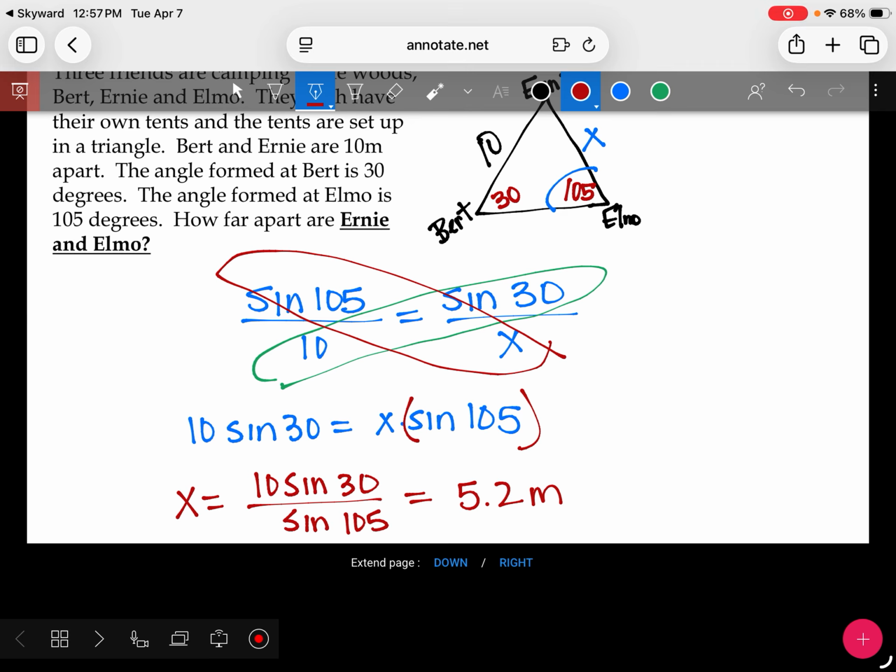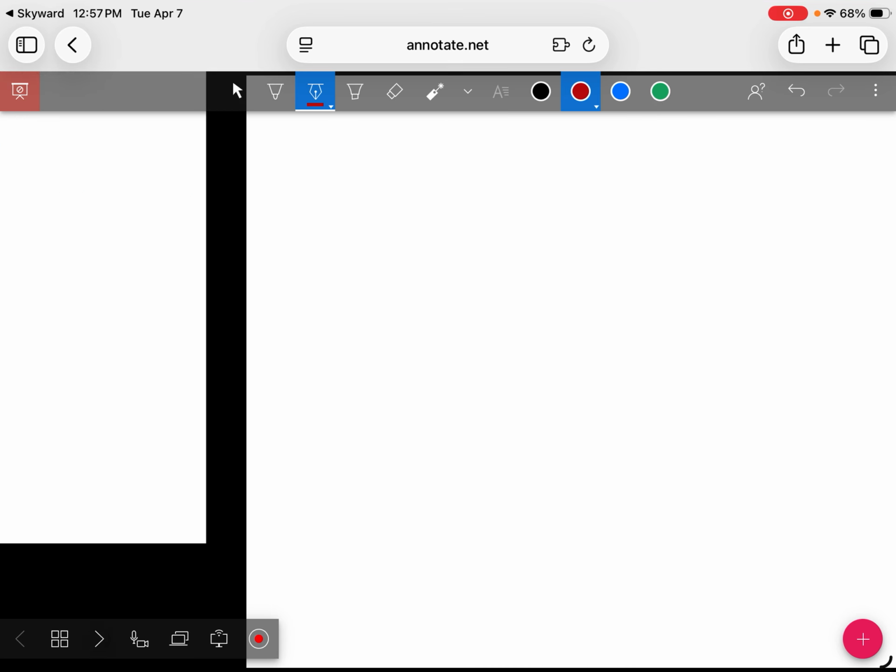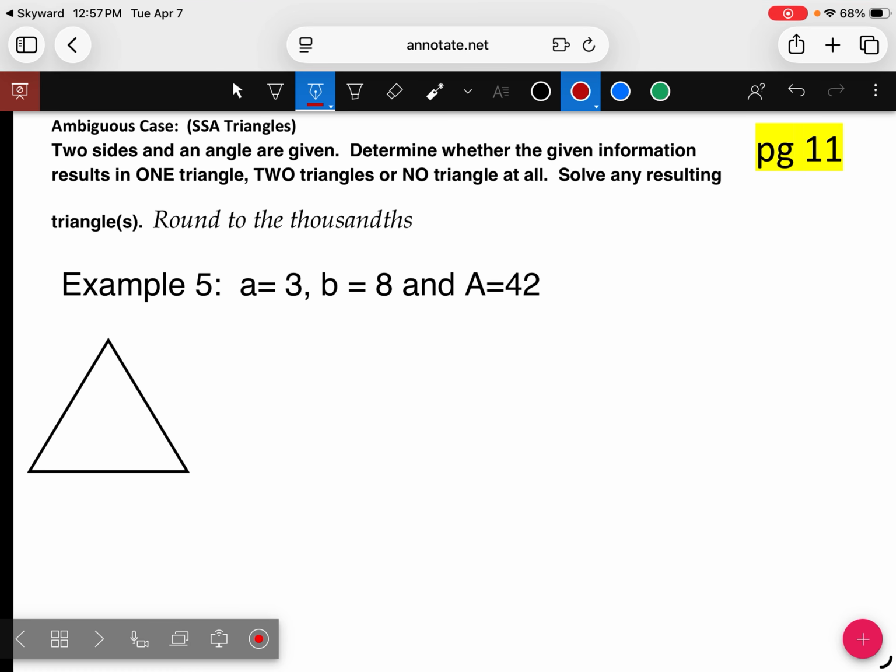All right, anyone need help or need me to re-explain that? We have our test next week, and we have a skills check this week over the law of sines. All right, let's take out our notes. We're going to talk about the ambiguous case. The ambiguous case. Go to page 11.